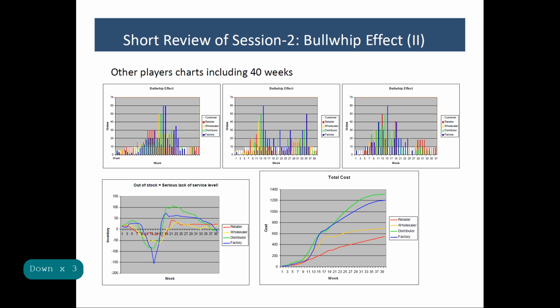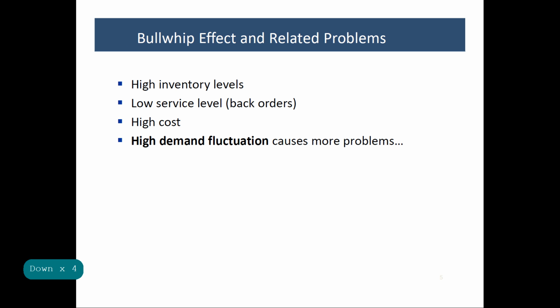And this is what we call the Bullwhip effect. As we have seen, it does not depend on the smartness of the players. This is an effect that will always in some way or the other present itself. The Bullwhip effect and the related problems are that we have high inventory levels, depending on the stress of the people ordering higher sizes in order to buffer against backlogs.